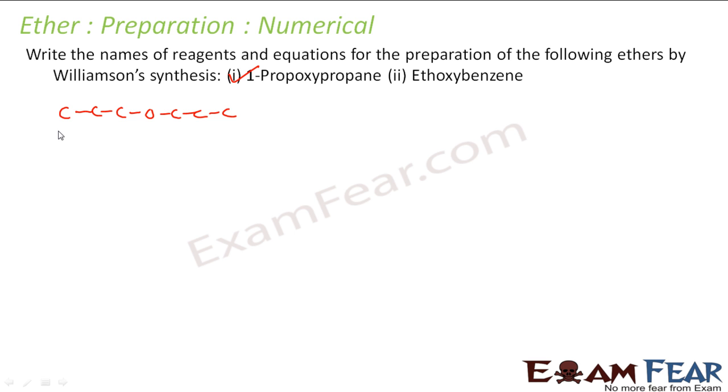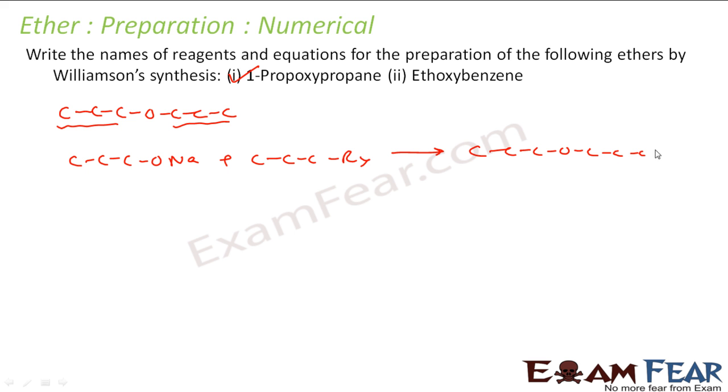I will take some RONa and one RX. So this I can take as RONa, this I can take as RX. So what I am supposed to take is RONa and RX, and if you do a Williamson synthesis on this, you get what you want, plus NaX. Let this X be Br. So you will get NaBr. So this will be sodium propoxide and this will be 1-bromopropane.